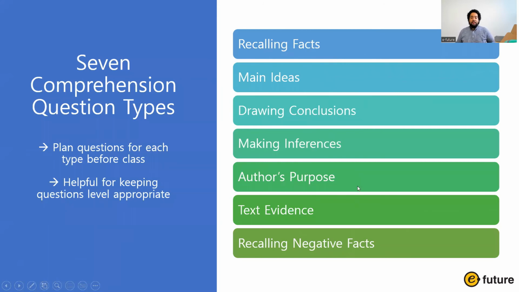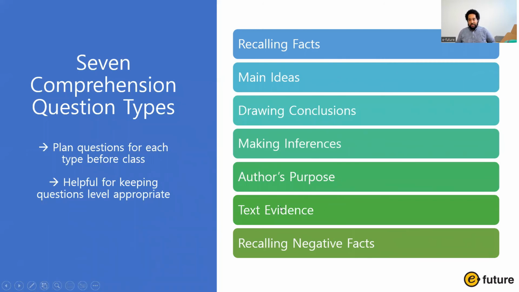Author's purpose. Things like, why did the author write this story? Or what does the author want to talk about? Why does the author want to talk about inventions? Why does the author want to talk about microwaves? Things like that. Again, that's a bit of a higher level question, but it's one that's still useful.